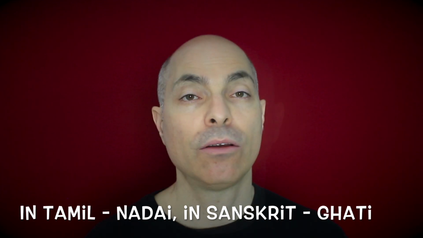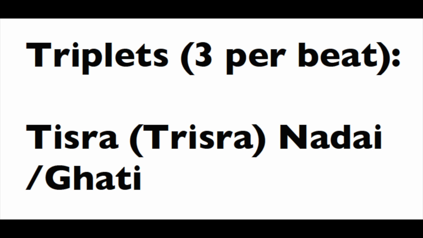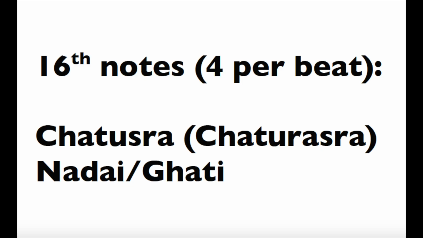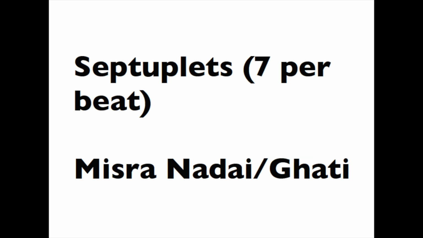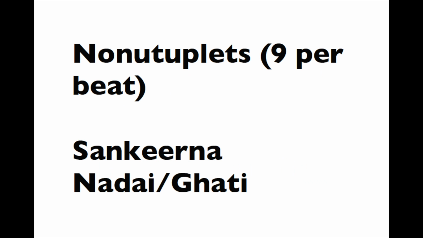The concept of subdivisions or tuplets is called nadai or gati. In the old Sanskrit language, we find the names of each one of the tuplets. For instance, 3 per beat, or what we call in Western music, triplet, is called tisra nadai or tisra gati. 4 per beat or 16th note is called chatusra or chaturasra nadai or gati. 5 per beat or quintuplets is called kanda. 7 per beat is called misra. And we also have 9 per beat, which is called sankirna nadai or sankirna gati.